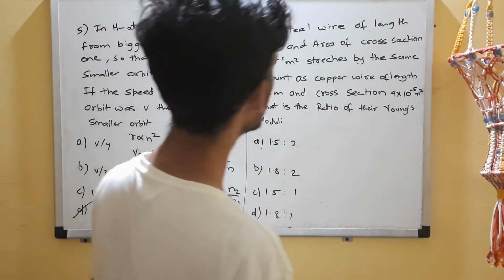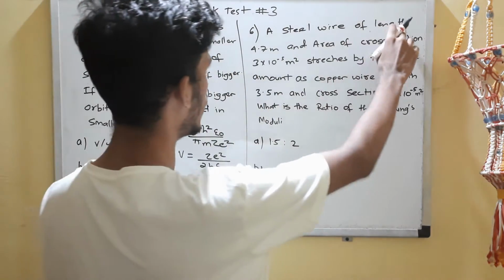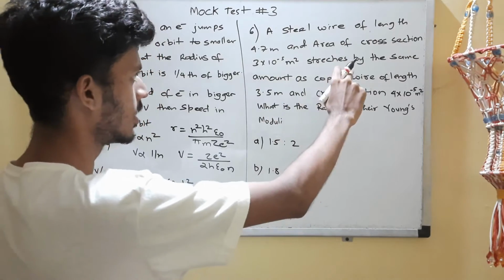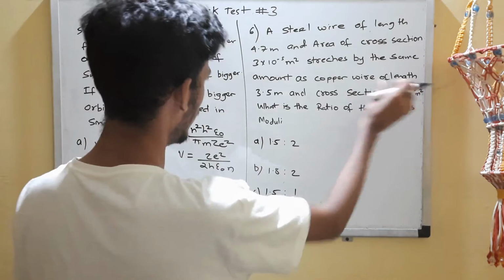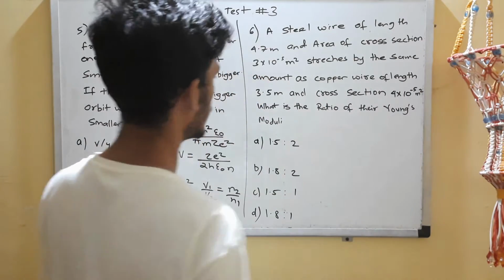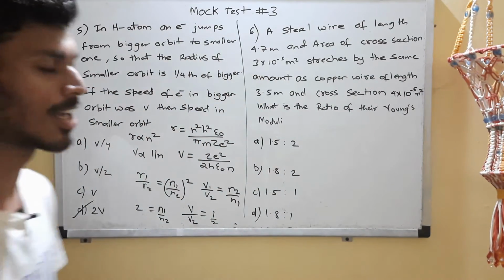Now let's come to question 6. Here we have a steel wire. Now the length of the steel wire is given, area of cross section is given. It stretches by the same length as that of a copper wire of length this and area of cross section this. You are supposed to find the ratio of their Young's modulus.